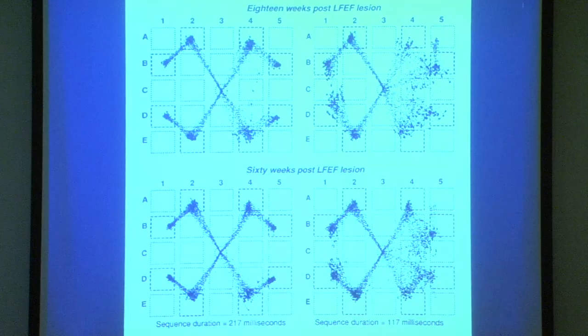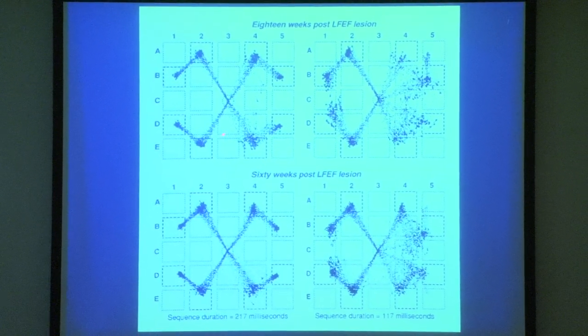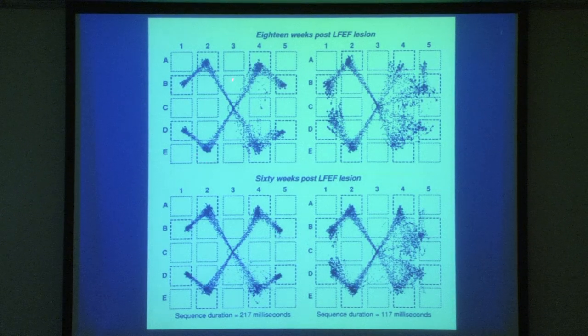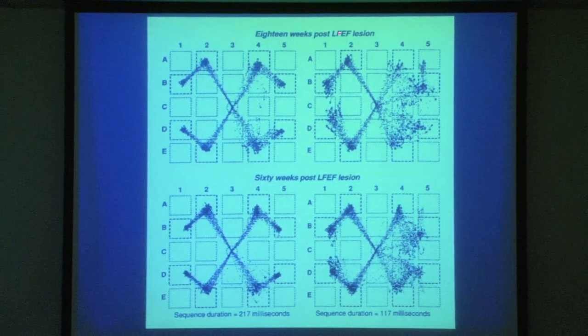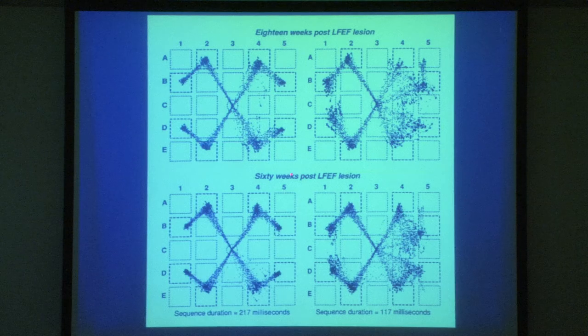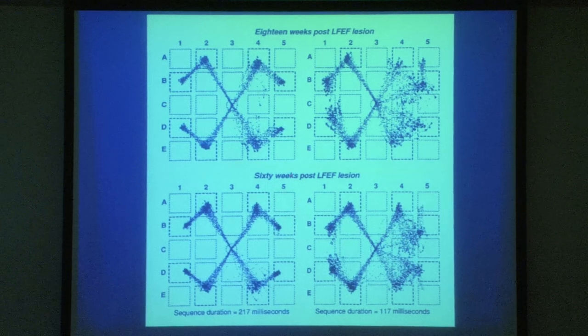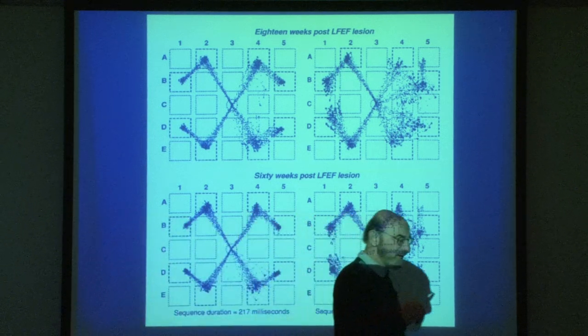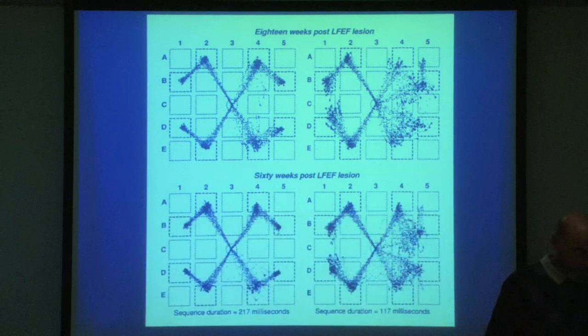If you do that, what you find is very interesting here, the four conditions. This shows the monkey's performance 18 weeks post left frontal eye field lesion, and this shows it 60 weeks after. It shows this to the intact side and the side where the frontal eye field is missing. And what you can see very dramatically is that the monkey really has difficulties in making a plan to execute two saccades in a row.